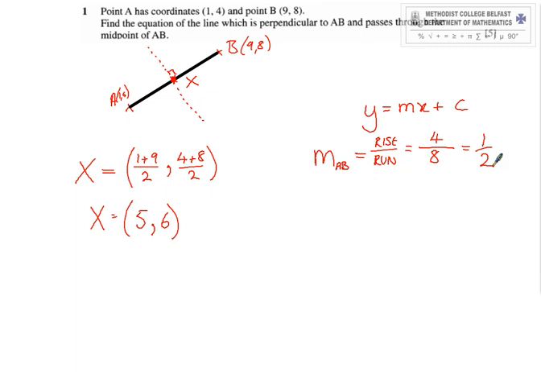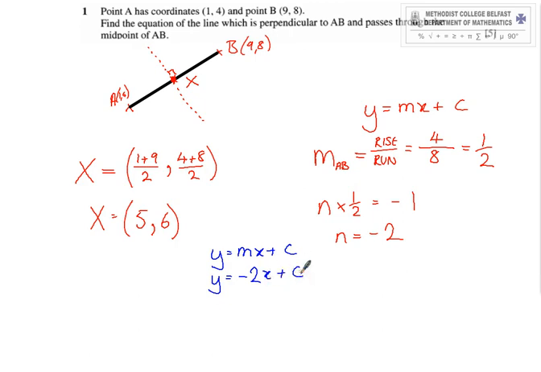A gradient perpendicular to AB then, let's call it n. Well, we know n times a half will equal minus 1, because the gradient of two lines that are perpendicular multiply to give minus 1. And so if that's the case, then n equals negative 2. And so finally, what we can do is we can use this for our y equals mx plus c. We know the gradient of our perpendicular line is negative 2, so we can start by saying that y equals minus 2x plus c.